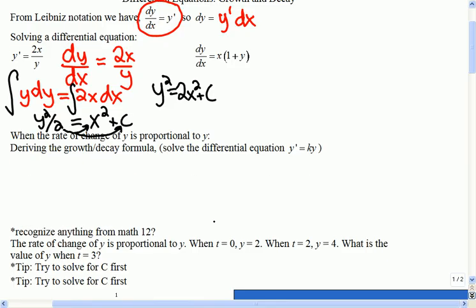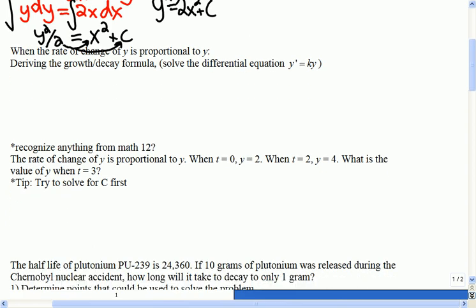So the next thing we're going to talk about is the formula that you saw in Math 12 for growth and decay, like the title is here. But we weren't able to show you in grade 12 where it comes from because you didn't know calculus, obviously. I mean, look how far you've come, right?